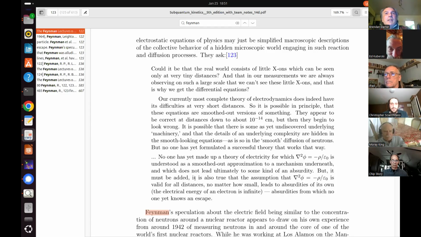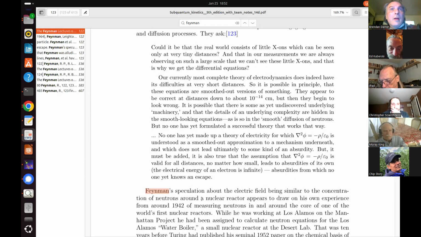But it must be added that the assumption that this equation of electrostatics from Maxwell's equations is valid for all distances, no matter how small, leads to absurdities of its own. The electrical energy of an electron is infinite. Absurdities from which no one yet knows an escape. So this is Paul Lovelet speaking.